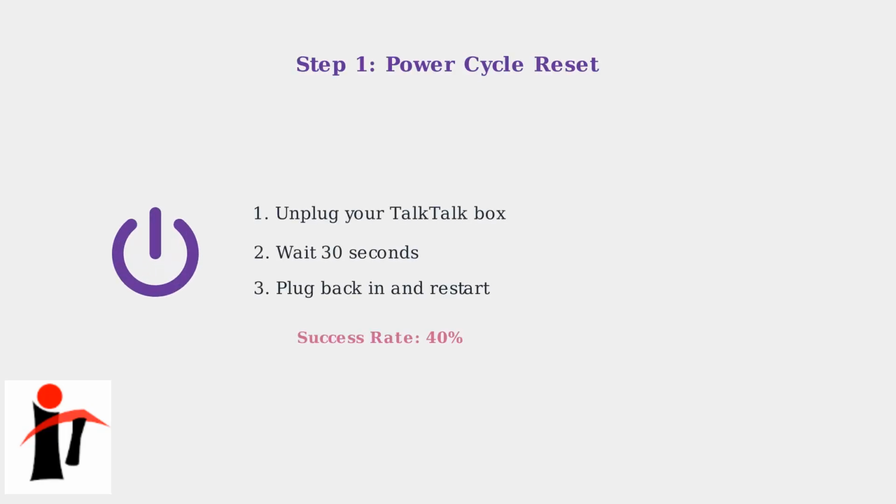First, try a simple power cycle. Unplug your TalkTalk box for 30 seconds, then restart it. This resolves temporary glitches about 40% of the time and is the quickest fix to try.